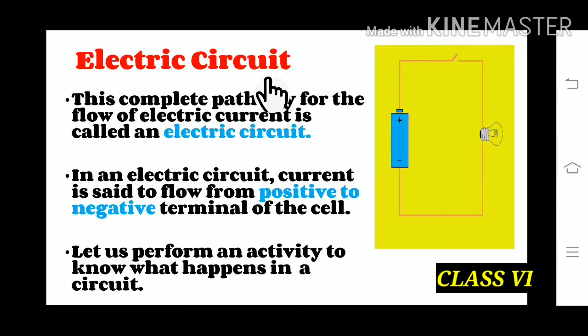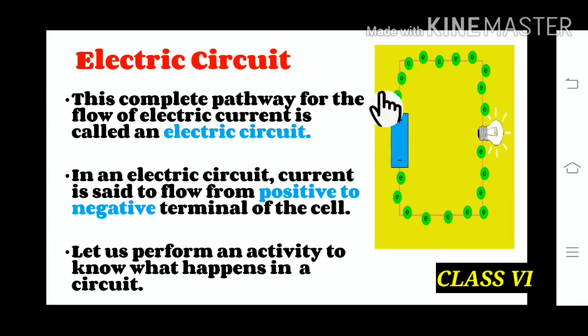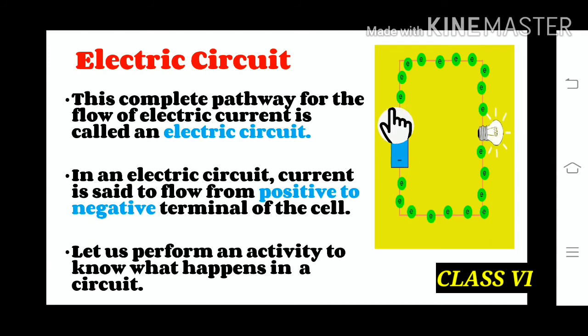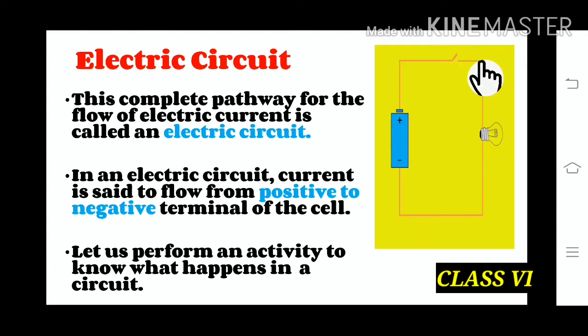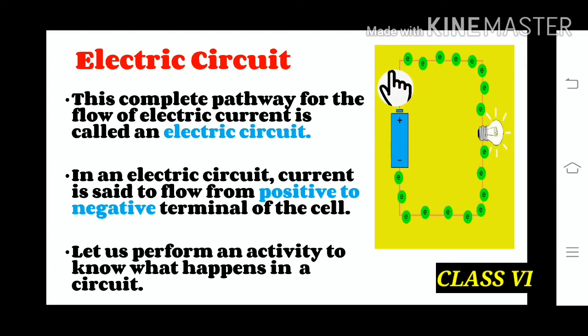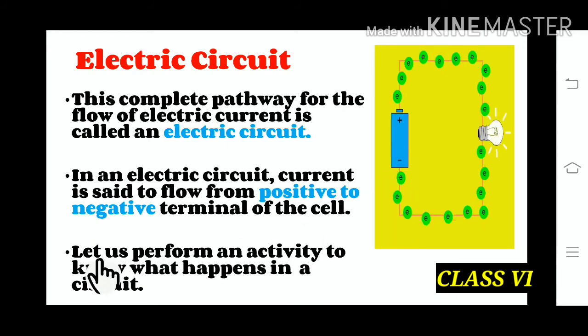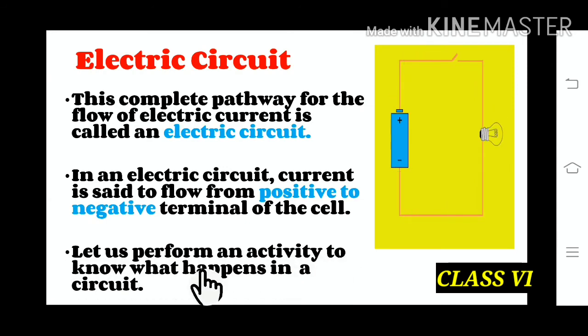Electric circuit. In this picture you can see that for the flow of electric current there should be a complete pathway, and this is called an electric circuit. You can see that in this electric circuit the current is said to flow from the positive terminal to the negative terminal of the cell. So let us perform an activity to know what happens in a circuit.